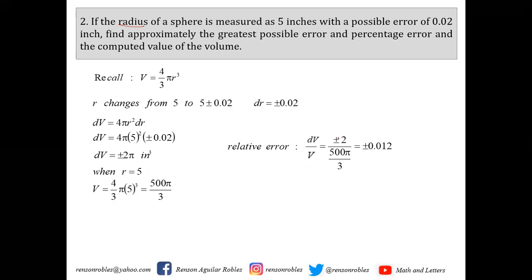That's plus or minus 2 pi all over 500 pi all over 3, and that is plus or minus 0.012. And therefore, the percentage error is equal to plus or minus 0.012 times 100, and that is plus or minus 1.2%.